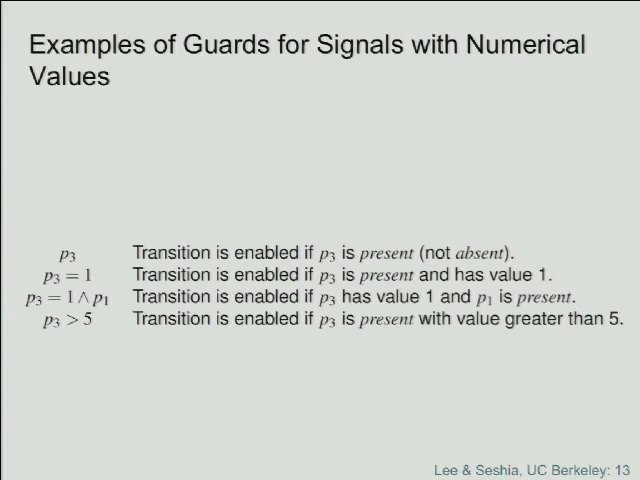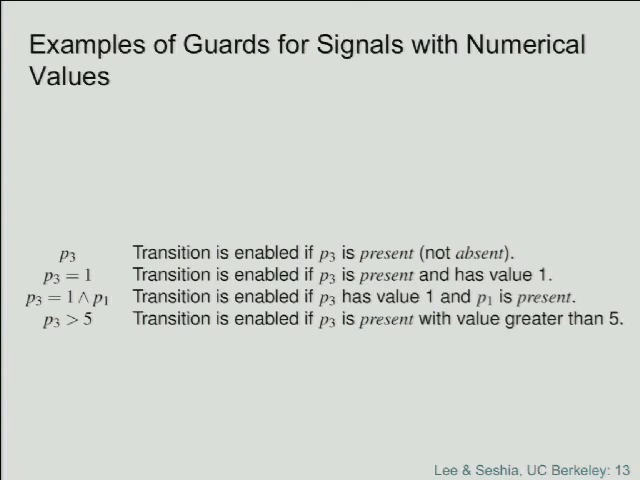Or we could have a guard like this. P3 equals 1 and P1, which means that this third guard will be enabled if the input P3 is not absent and has value 1, and the input P1 is not absent, right? By the way, this is another potential ambiguity that can occur in the guards, right? What if I could have parsed this differently? I could have interpreted this as, well, this will be enabled if P3 is equal to 1 and P1. But 1 and P1 is not a well-formed expression, because 1 is not a predicate. So that parsing would be incorrect, but the notation is a little bit informal, and you have to be careful with that. Okay.